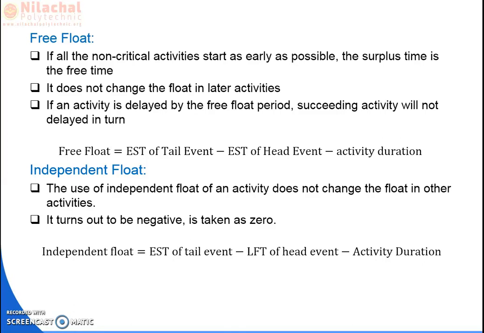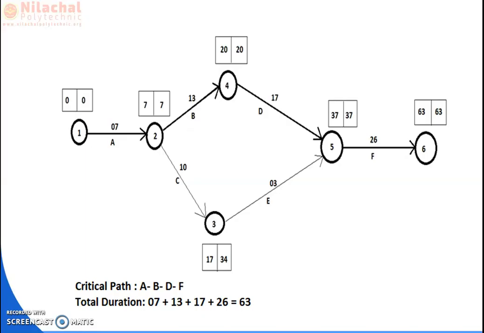The independent float is another type of float, where the activity does not change the float in other activities, and it can be negative or taken as 0. The formula for independent float is EST of tail event minus LFT of head event minus duration. What is tail event and what is head event?